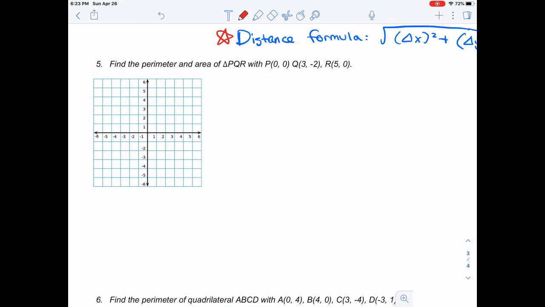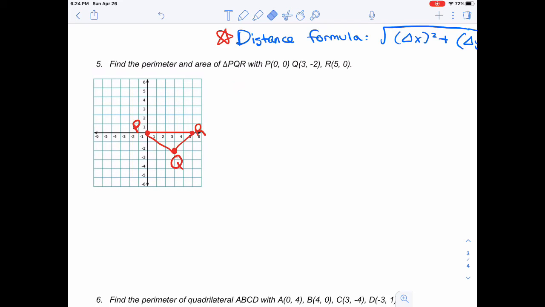So let's graph our first thing. We have our triangle PQR. So P is at (0, 0). Q is at (3, -2). R is at (5, 0). Okay. All right, so once you have that, we should be able to find the perimeter pretty easily, okay?